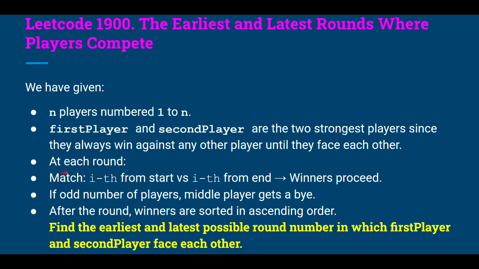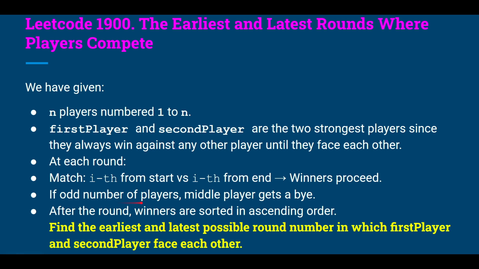Next, it is saying that at each round we have matches where the ith from the start plays against the ith from the end. We have to play like this, as we have understood. The winner will proceed to the next round. If an odd number of players come, let's suppose 5 players are there, the first player and the last player will play, leaving 3 players. Then the second player plays with the second last player. Only one, the middle one, the third, is left.